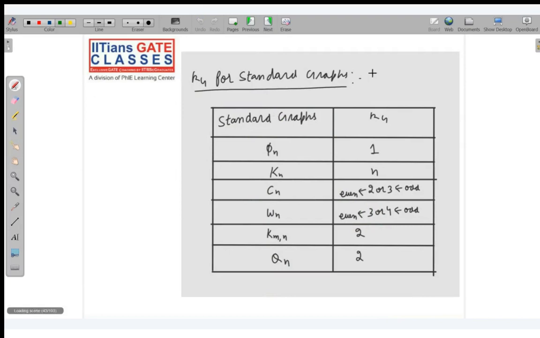So kg for standard graphs I have told you in the previous lectures only. For the path graph Pn it was 1, Kn it is n, Cn when n is even it is 2, 3 when n is odd. For Wn we have told you all these things.